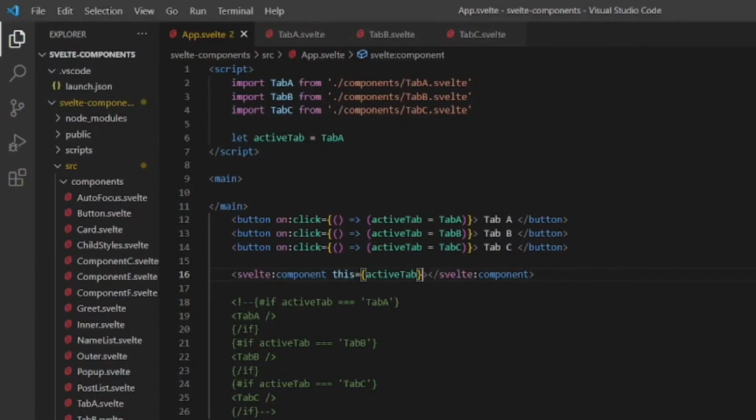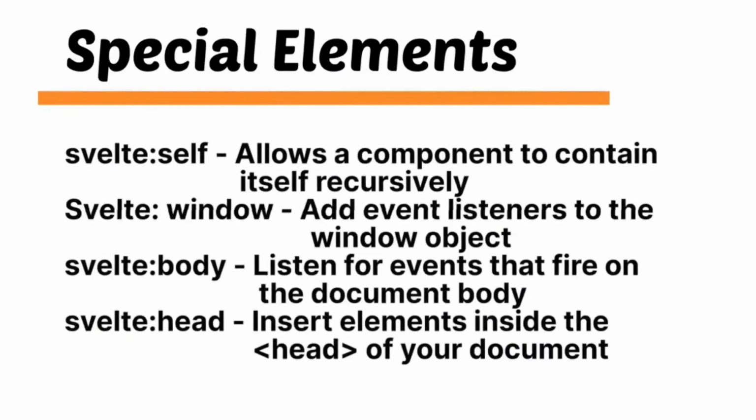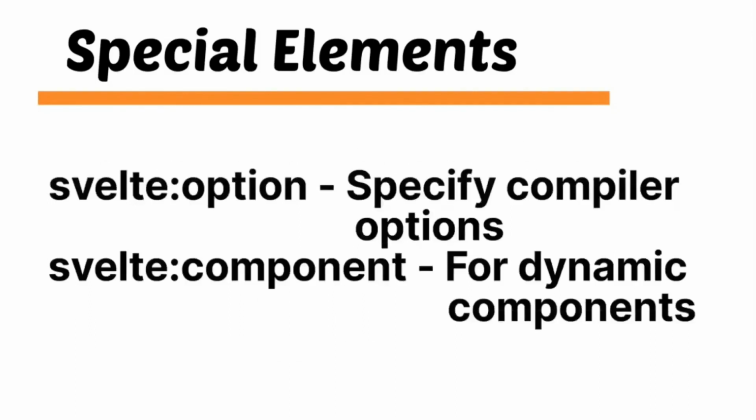In this video, we had a look at the svelte:component element, but let me tell you that it isn't the only special element available to us. We have a few others, which I want to talk about very briefly. We have svelte:self, which allows a component to contain itself recursively. We have svelte:window, which lets you add event listeners to the window object, and svelte:body, which lets you listen for events that fire on the document body. We then have svelte:head, which allows you to insert elements inside the head of your document. Lastly, we have svelte:options, which lets you specify compiler options.